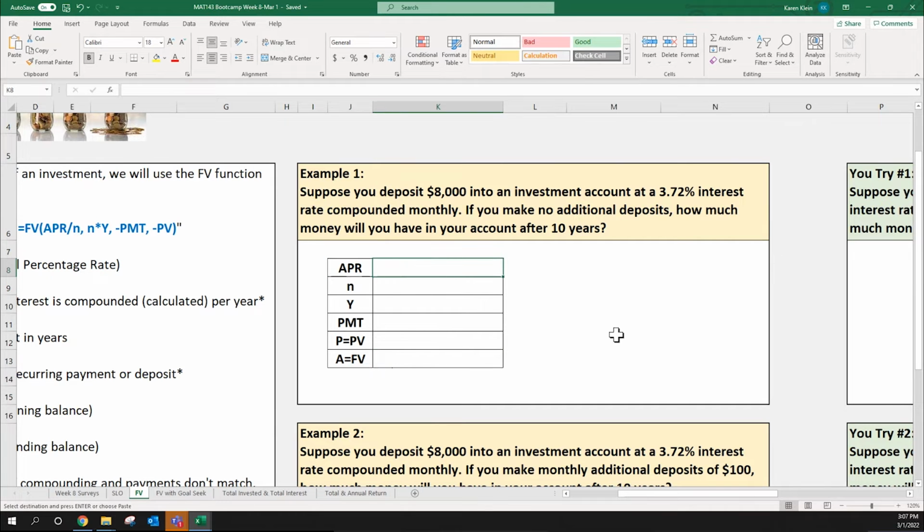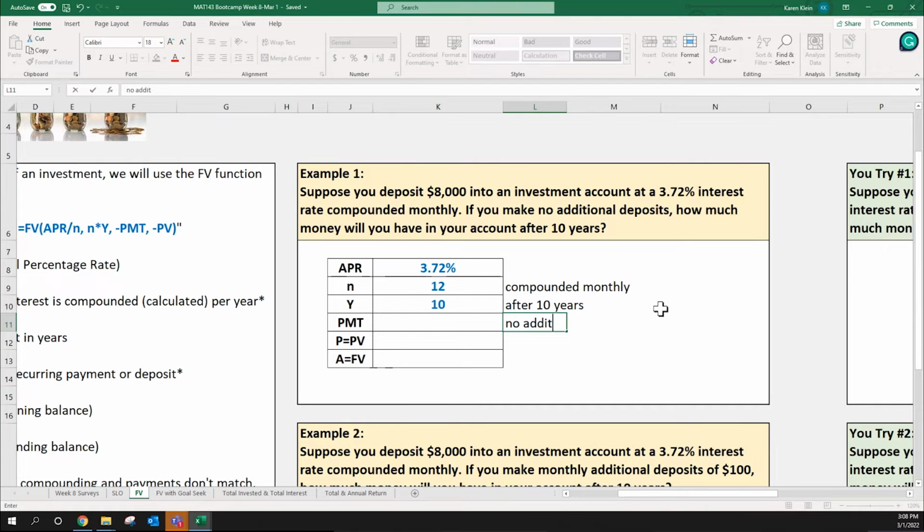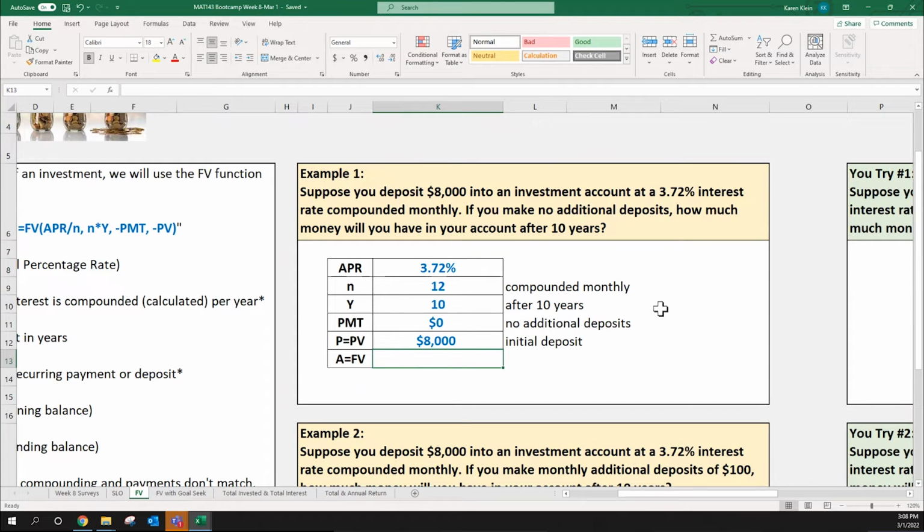So there's a lot of information in here. First of all, let's identify our APR. Our APR is 3.72%. The number of times per year it's compounded: it says that it is compounded monthly, so our input here is going to be 12. Now, what length of time? It says after 10 years, so our Y is going to be 10. It says in the problem no additional payments or deposits, so this is going to be 0. And then we need our initial deposit, or our initial balance, and it says our deposit was $8,000. So these are all the inputs we're going to need in order to calculate our FV.